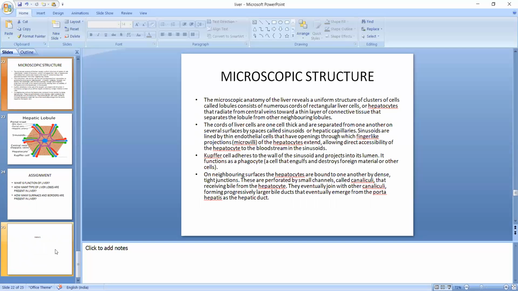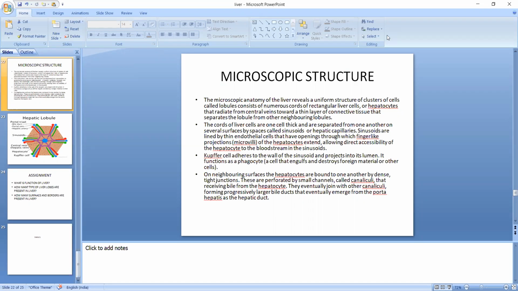Now we will discuss the microscopic structure, which is very important. Microscopic anatomy of the liver reveals a uniform structure of clusters of cells called lobules, consisting of numerous cords of rectangular liver cells, which we call hepatocytes, that radiate from the central vein towards a thin layer of connective tissue that separates the lobule from neighboring lobules.